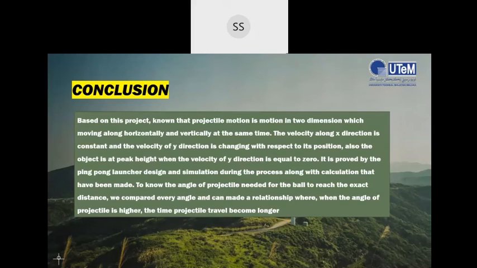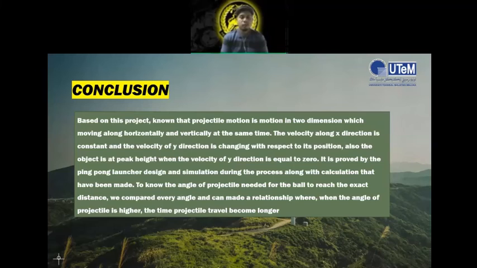Okay, thank you. Based on this project, we know that projectile motion is motion in two dimensions, moving horizontally and vertically at the same time. The velocity in the x direction is constant and the velocity in the y direction is changing with respect to its position. Also, the object is at peak height when the velocity in the y direction is equal to 0.